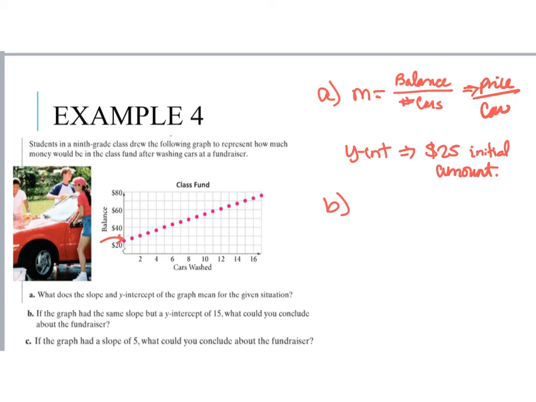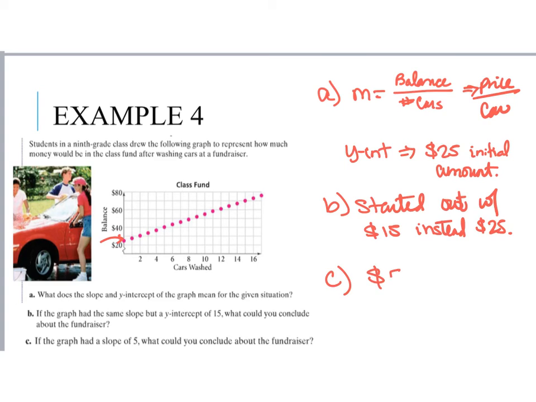Now for part B, it says if the graph had the same slope but a y-intercept of 15, what could you conclude about the fundraiser? The only thing this tells us is that we started out with $15 instead of the $25 that we saw in part A. And for part C, it says if the graph had a slope of 5, what could we conclude about the fundraiser? Well, if the slope was 5, that tells us that we're charging $5 for every 1 car, which is our unit rate.